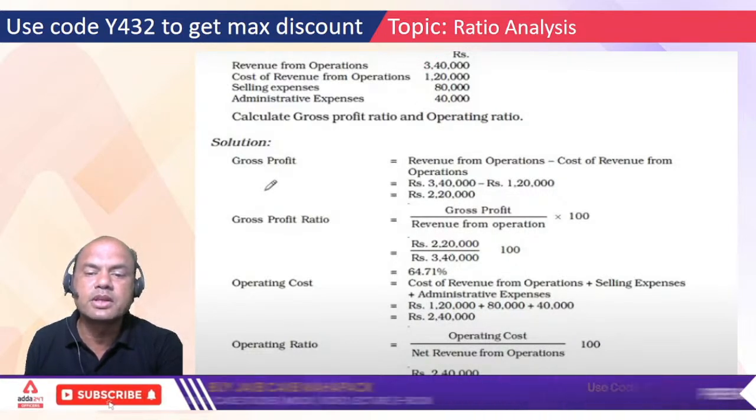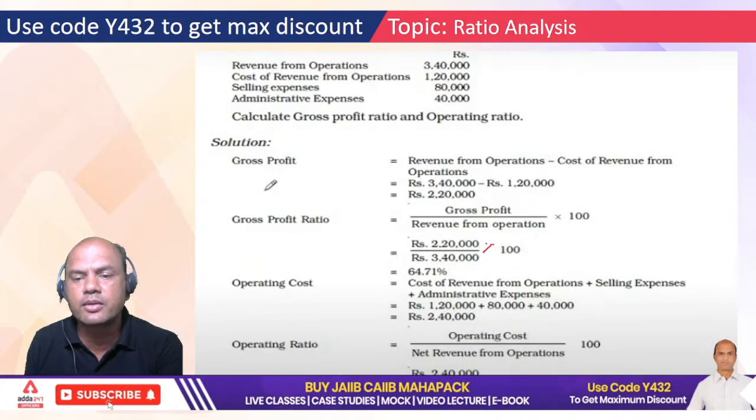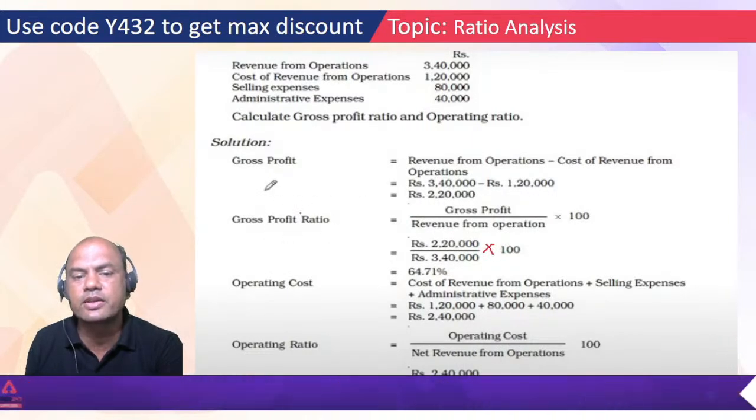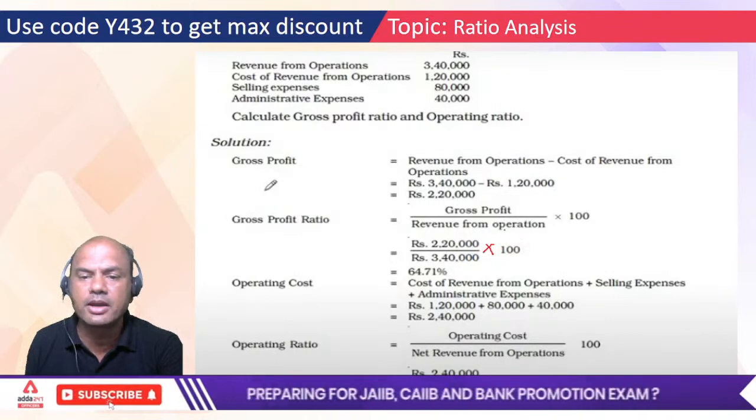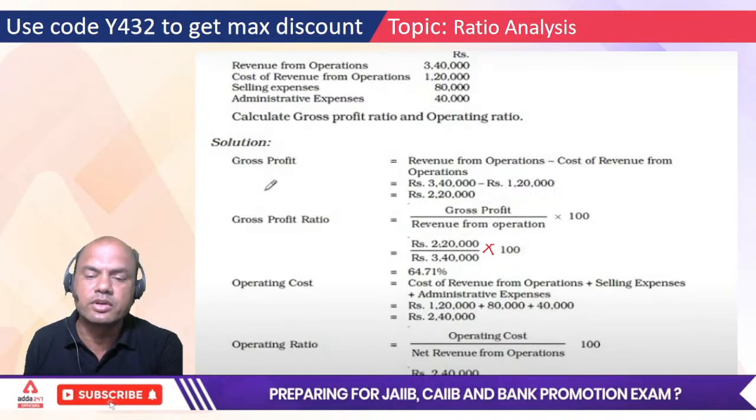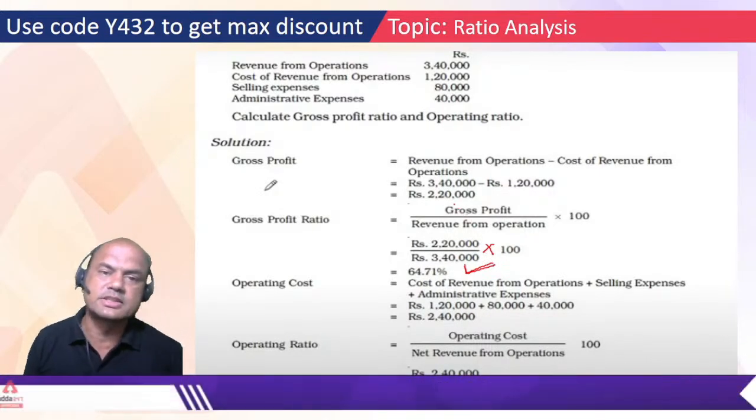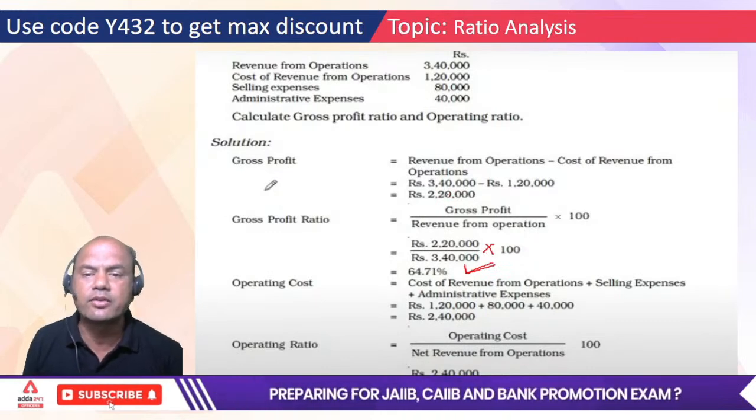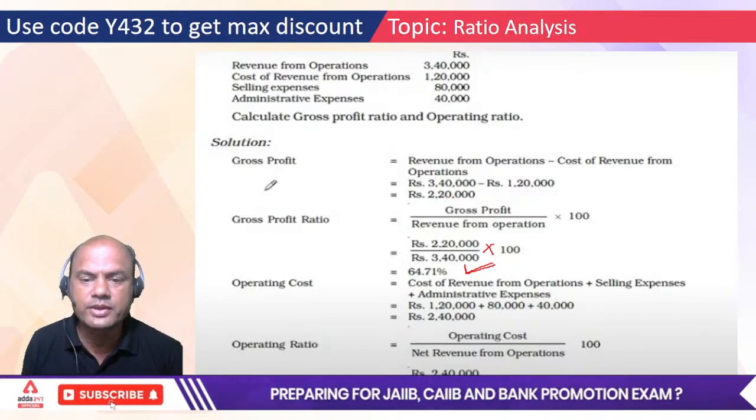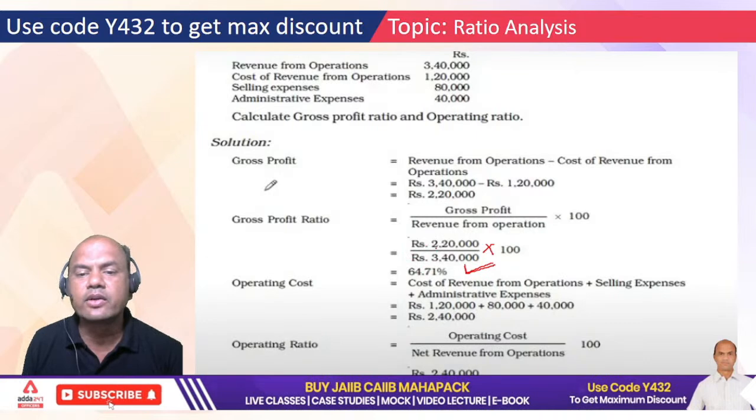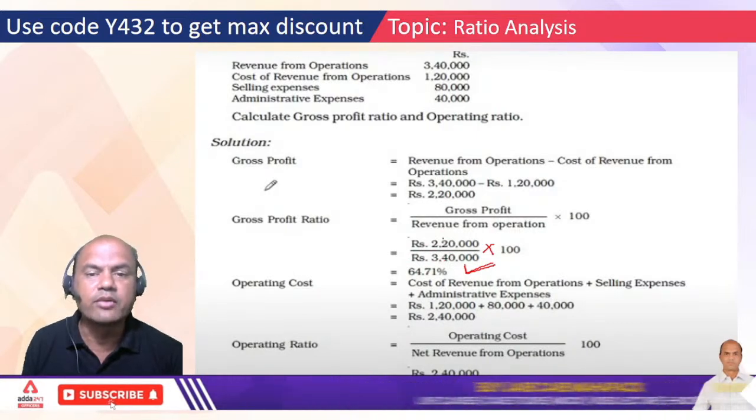So 220 upon 340 into 100, of course into 100, because any ratio percentage when you calculate you have to multiply it by 100. So do the calculations yourself. Are you getting this answer? 64.71. Everyone type the answer 64.71. Are you getting it? Type fast. Yes, now we have got this answer.